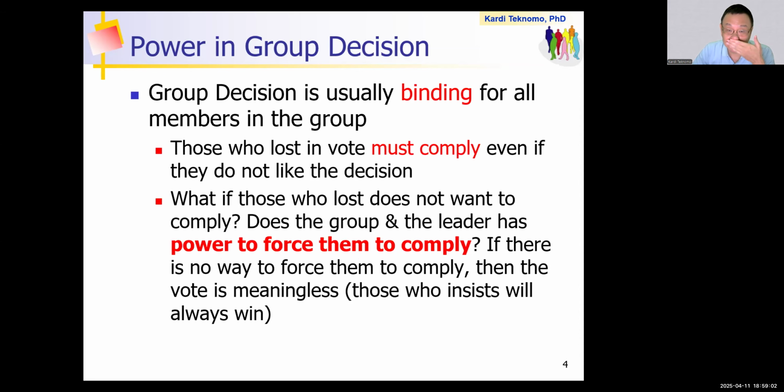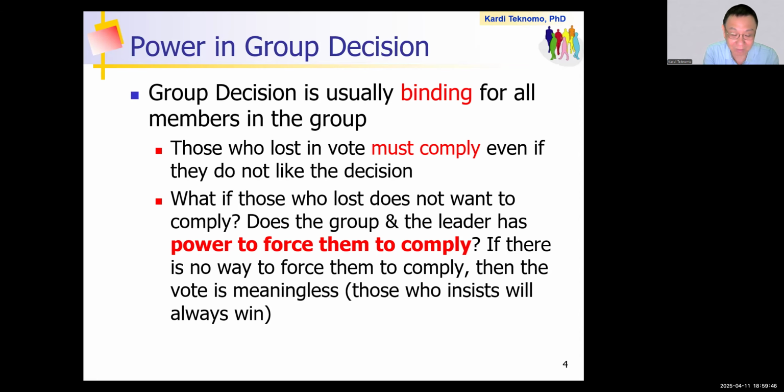So first, let's talk about the power in group decision. You have a team, right? In your office or your work, in the school or organization, even in the church, you also have a group decision. And if you are in academic, you also have that kind of thing. So group decision is usually binding for all the members in the group, isn't it? And usually we do vote. Those who lost in the vote must comply, even if you don't like the decision.